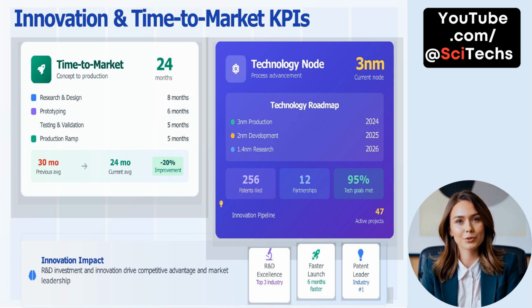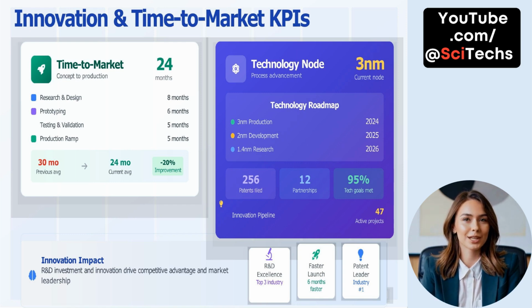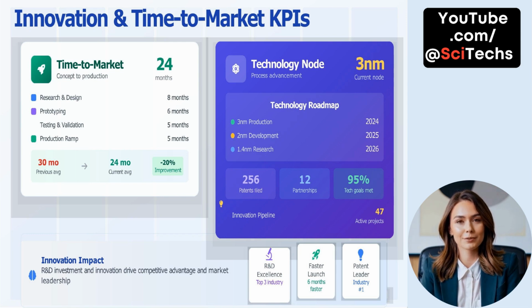The roadmap shows 3 nanometer production is scheduled for 2024, followed by 2 nanometer development in 2025 and 1.4 nanometer research in 2026. This roadmap reflects aggressive scaling and process advancement. With 256 patents filed, 12 strategic partnerships, and 95% of tech goals achieved, the innovation pipeline remains strong. There are currently 47 active projects under development, demonstrating a healthy pace of forward-looking technology investment and execution.